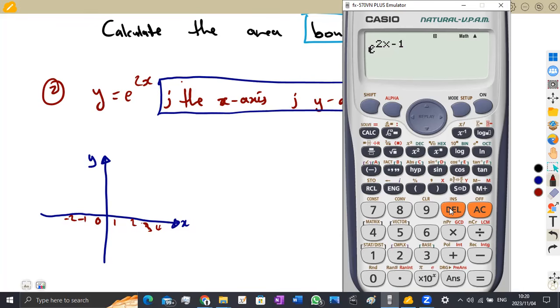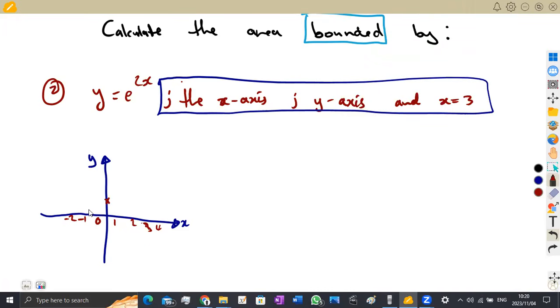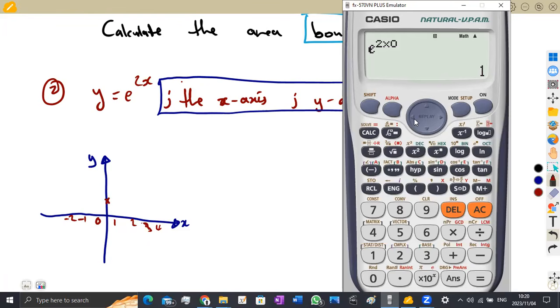Then if we move on to 0, it's going to be 1. So at 0 here, we're going to have 1. So the graph is actually going up, as you can see. If you check again, let's say you move on to 1, you're going to see that your graph is now going up. All right. If we move to 3, we're going to see 400 and something. So the graph is now continuously going up.